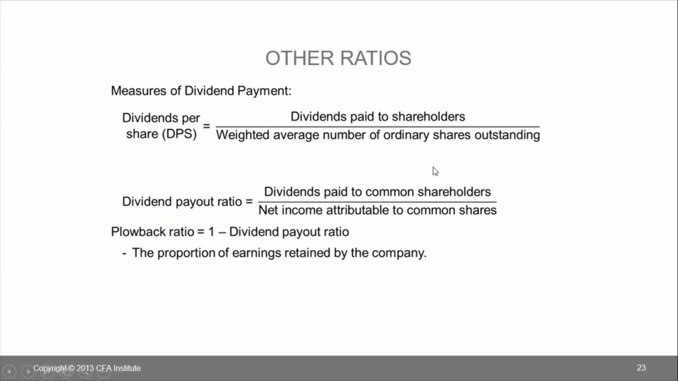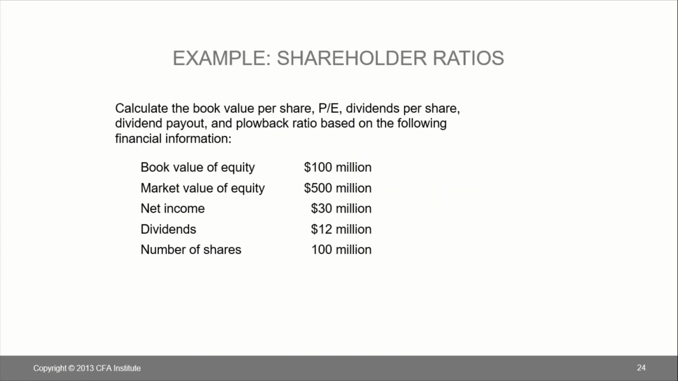Okay? So, dividends per share is simply the dividends paid to your shareholders divided by the weighted average number of ordinary shares outstanding. And then, the dividend payout ratio is the dividends paid to common shareholders divided by the net income attributable to common shares. So, this is exclusively for the common shareholders. And then the plowback ratio is one minus the dividend payout ratio.